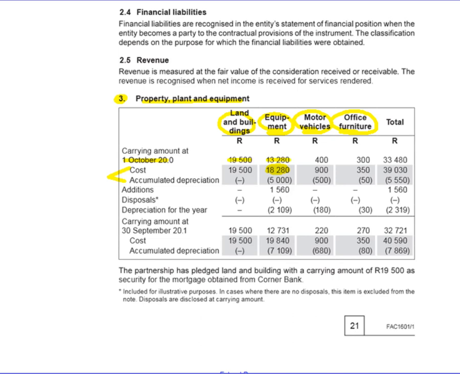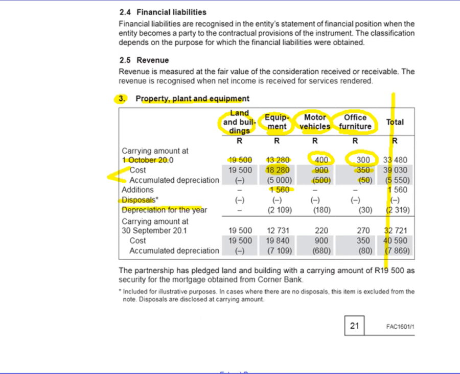At the beginning for land and buildings given at 19,500. Motor vehicles we had cost and accumulated depreciation giving 400. Office furniture 350, less 50 accumulated depreciation gave me 300. Yes, you can go and add up the total column once you got time. Okay. Then you had additions. You had one addition for equipment. Disposals is added in here for completeness sake, but there were no disposals.